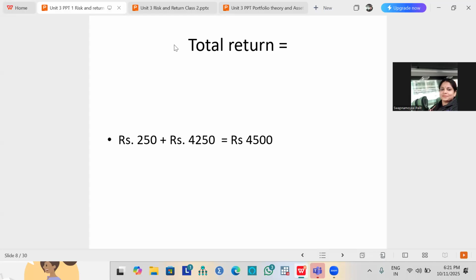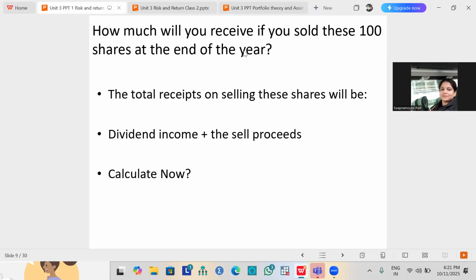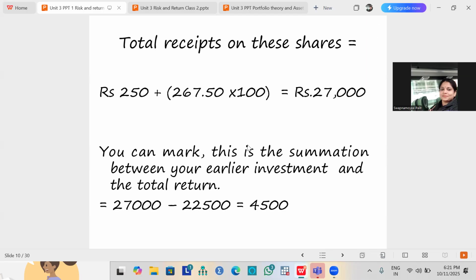Okay. So moving on. Now suppose, how much will you receive if you sell all these 100 shares at the end? The total receipt will be your total dividend income plus the total sell proceeds at the current price level, which is 267.5. So the total receipt will be 250, which is your dividend income, plus 267.5, the current price, into 100 shares.